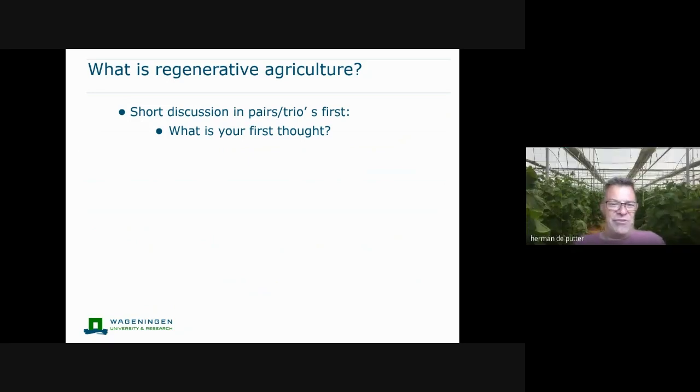So what's regenerative agriculture? What kind of definition can you think of? Putting soil health in priority. Mm-hmm. Environmental. Sustainable farming practices, soil health, and good management of natural resources.